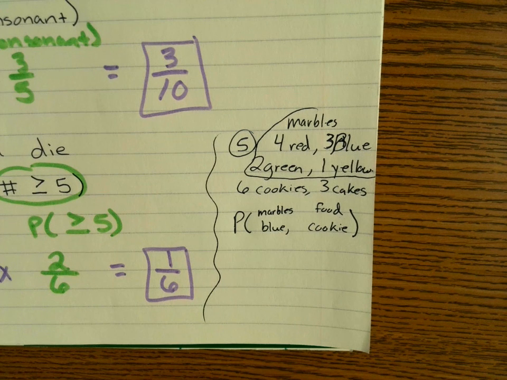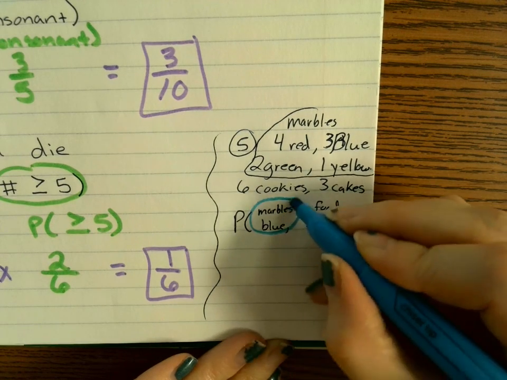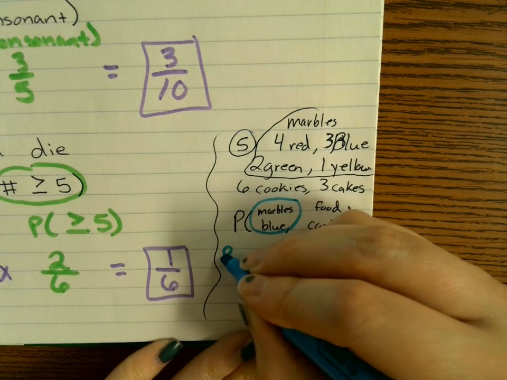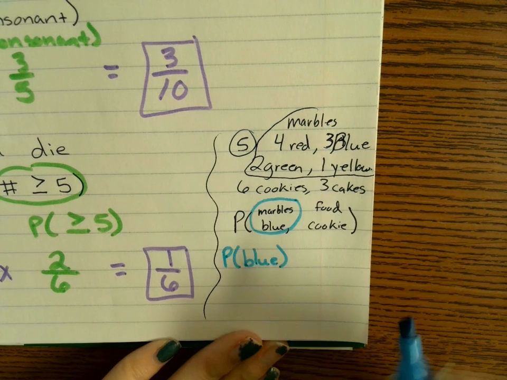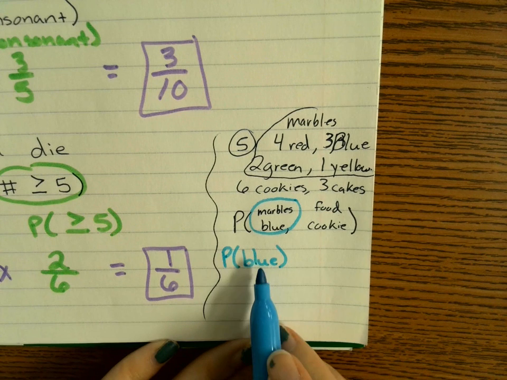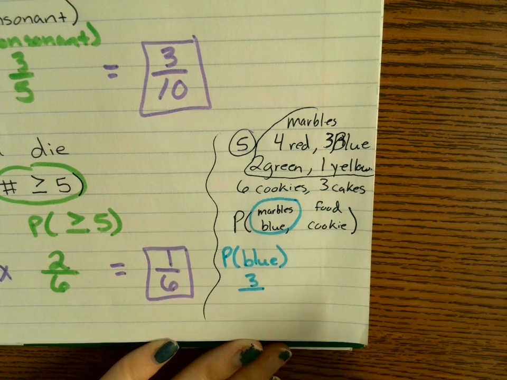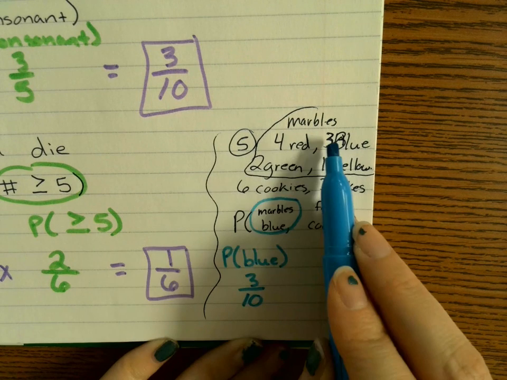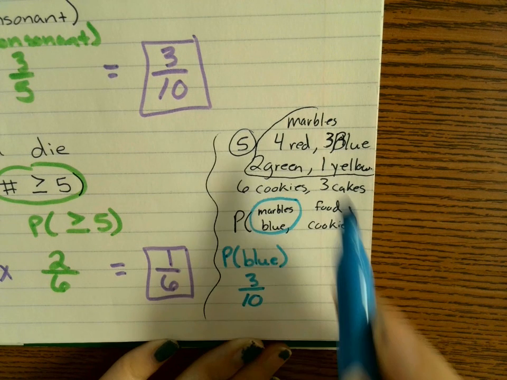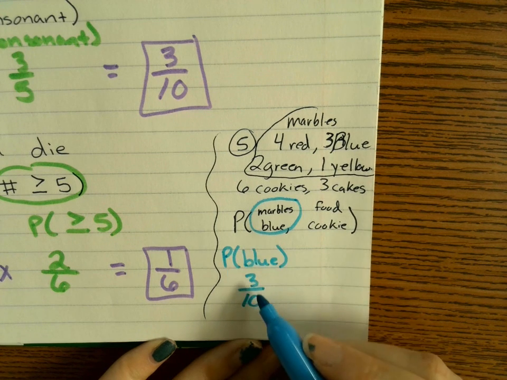Okay, so we're separating these out. We're going to find the probability of each one individually. So I want the probability that for my marbles, I'm going to choose a blue marble. So Mario, how many blue marbles are there? 3 out of how many total marbles? Count up all the marbles. How many marbles are there? 10. So it's 3 out of 10, right? 4 plus 3 plus 2 plus 1, that gives us 10. So the probability that we're going to choose a blue marble is 3 over 10.